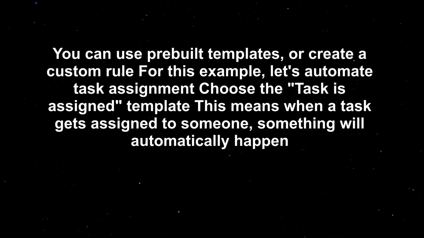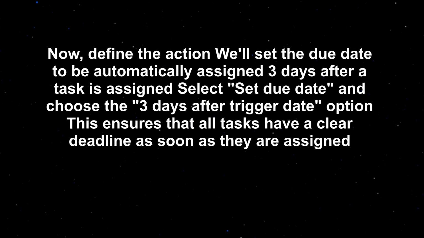This means when a task gets assigned to someone, something will automatically happen. Now, define the action. We'll set the due date to be automatically assigned 3 days after a task is assigned. Select Set Due Date and choose the 3 days after trigger date option. This ensures that all tasks have a clear deadline as soon as they are assigned.